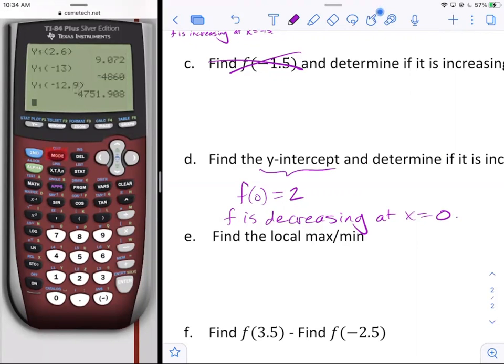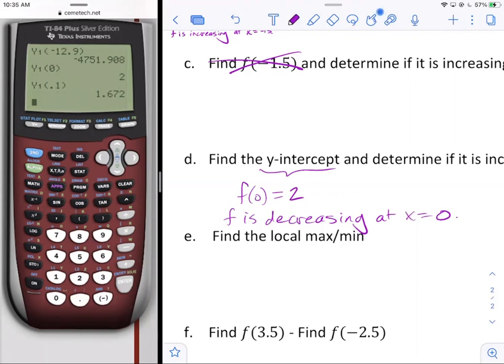Now, from the home screen, we would do this, right? We would hit alpha trace enter of 0. We get 2. And then alpha trace enter of 0.1. And we would see that it's what? Smaller. Yes? Smaller. Now, because there's like 10 seconds left, I want to show you the calculus part.